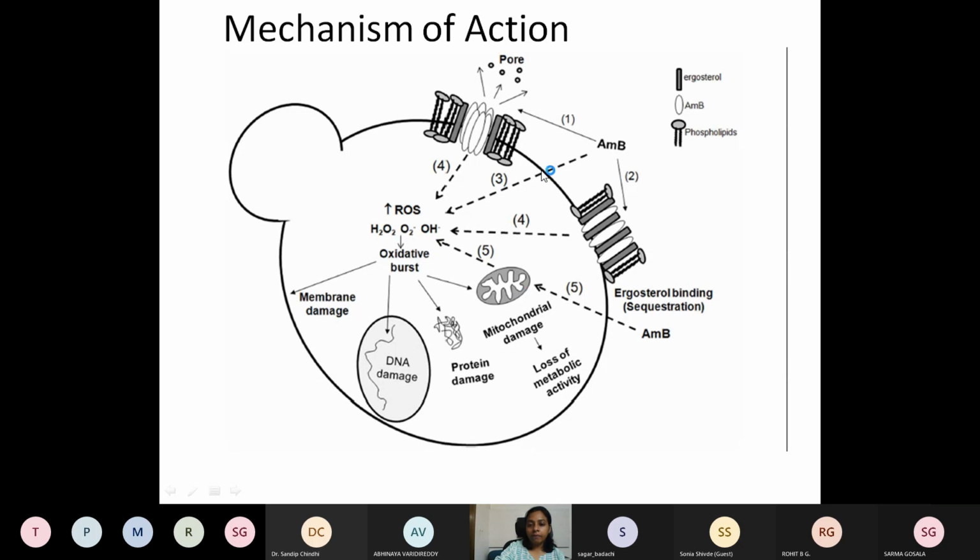The other thing to remember is that I told you amphotericin binds to sterols. As it binds to ergosterol, it also binds to cholesterol in the human cells, although with a very low affinity compared to ergosterol. And this is the reason why there are so many toxic side effects of amphotericin, because it can bind to human cells as well.